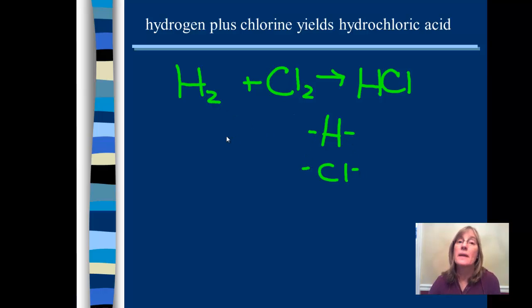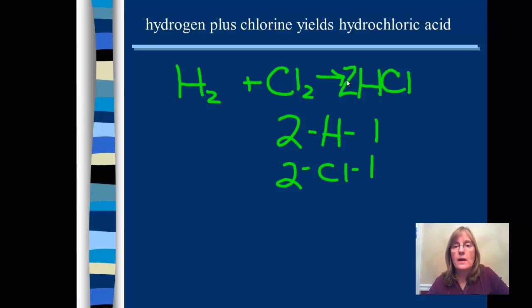Now we're going to write how many are we starting with. We're starting with 2 hydrogens and 2 chlorines on the reactant side, 1 hydrogen and 1 chlorine on the product side. These don't balance. We have to make them balance. Now we are never going to add subscripts, because then it's not hydrochloric acid anymore. All we can add is coefficients, the big numbers to the left. So I need 2 more, so I'm going to put a big 2 in front of hydrochloric acid, and now I'm going to rebalance.